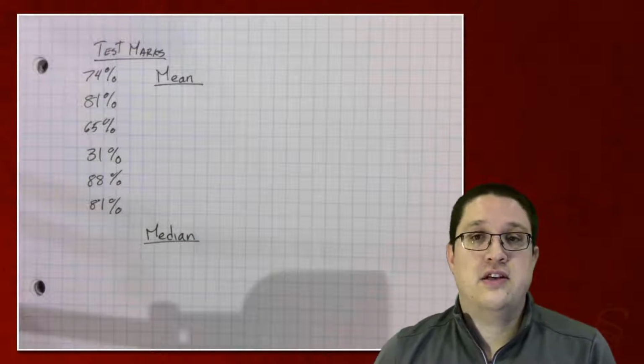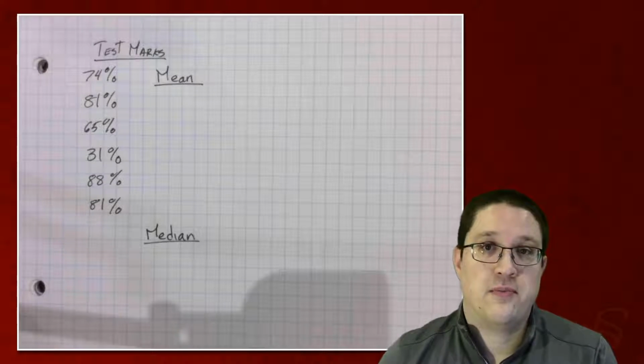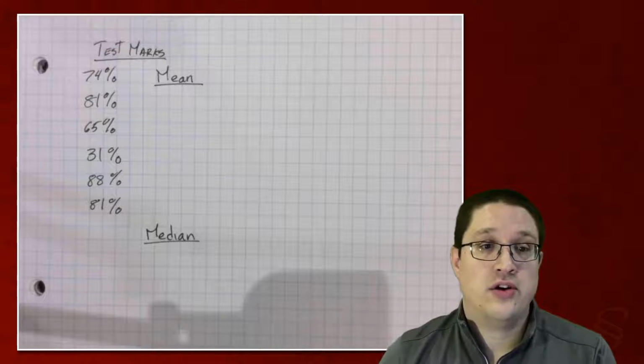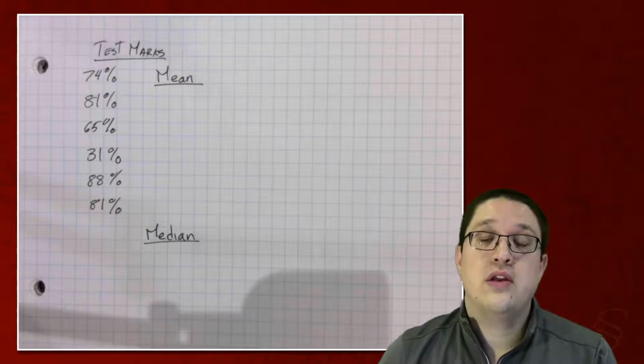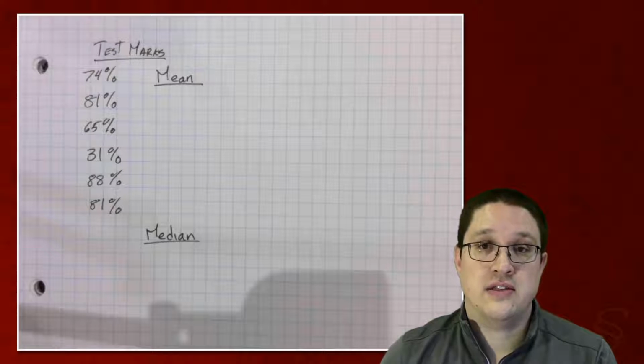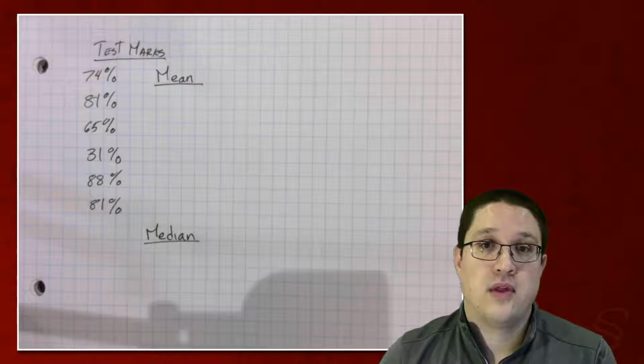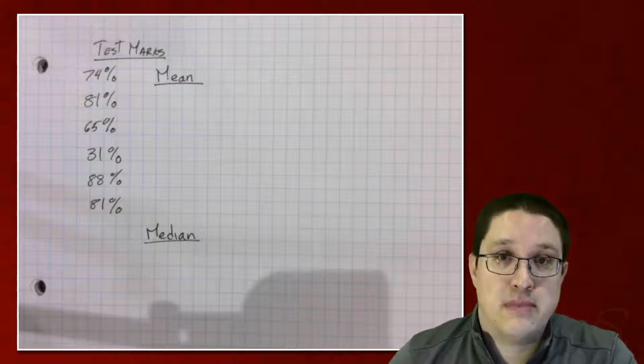Let's say that these are your test marks for this semester. Now, how can you describe overall how you did on your tests? Well, we can use our three measures of central tendency, which are mean, median, and mode, to do that. The first way is using the mean.